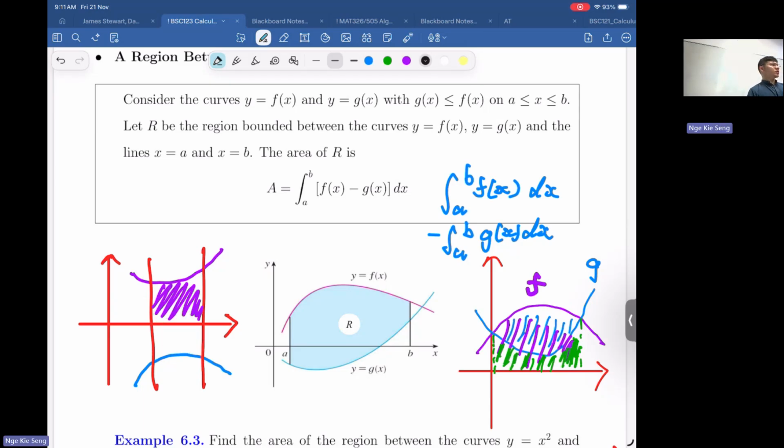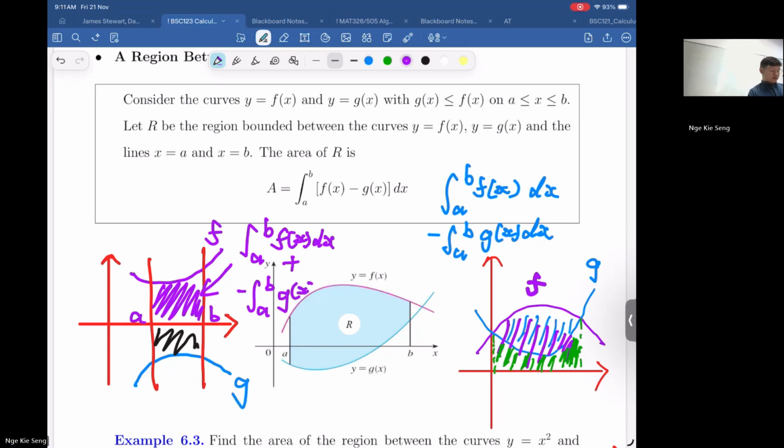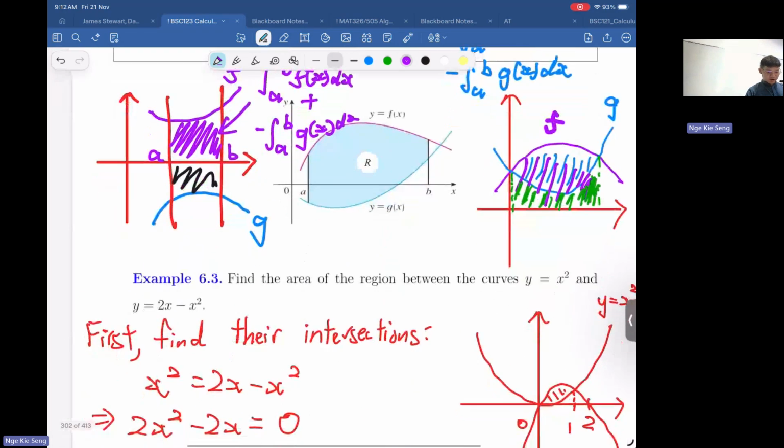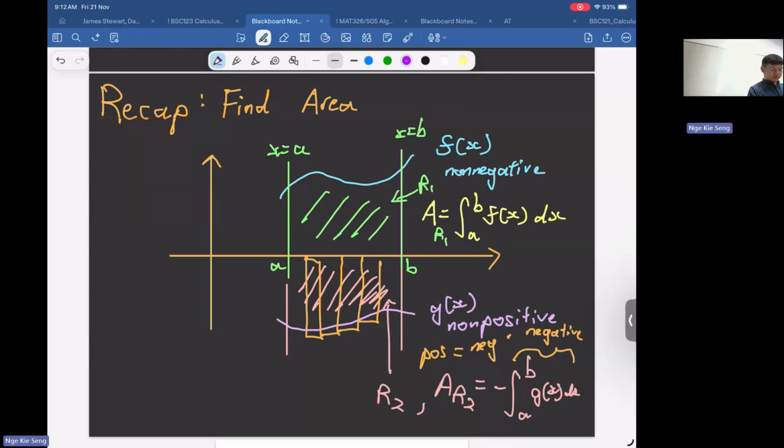And then these two parts are what we call the definite integral. Let's say this is a and b, from a to b of f(x) plus the negative of the integral from a to b of, let's say this is g(x). Okay, does it make sense so far? No matter whether the lower one is staying above or below the x-axis, this formula will work. Okay, let's try this formula for an example.